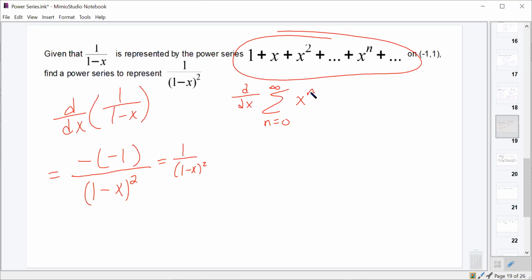And the derivative of that series should just be the derivative of x to the n, which should be what? The sum from n equals, well, we'll worry about n equals what to infinity in a second. But what's the derivative of x to the n? n x to the n minus 1. Yeah, n x to the n minus 1, exactly.